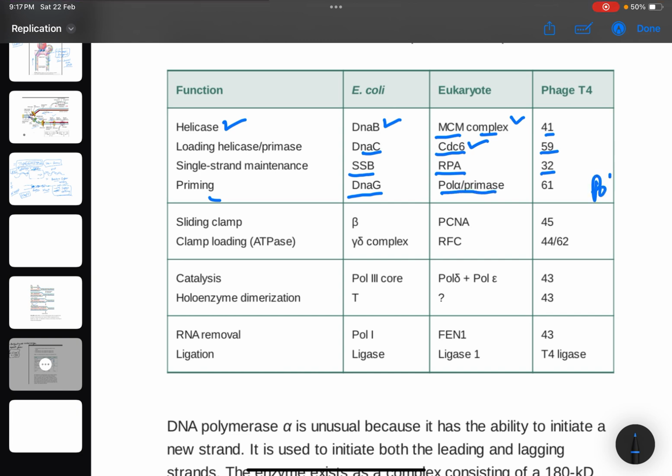I already told about the polymerase alpha in the previous video. That is the only enzyme which can produce RNA as well as DNA when it comes to the DNA template.